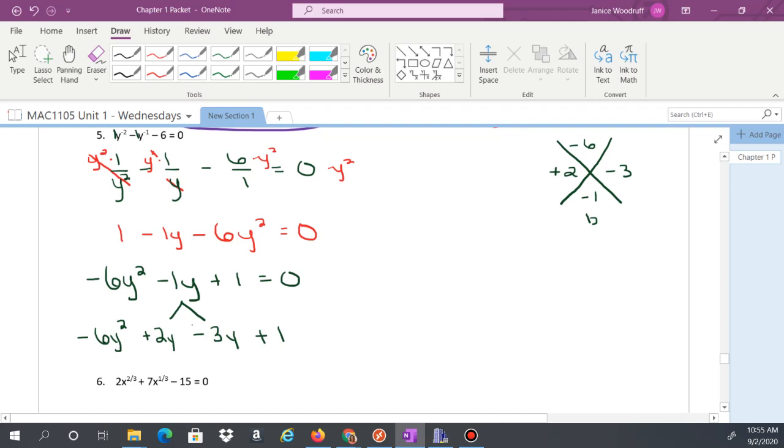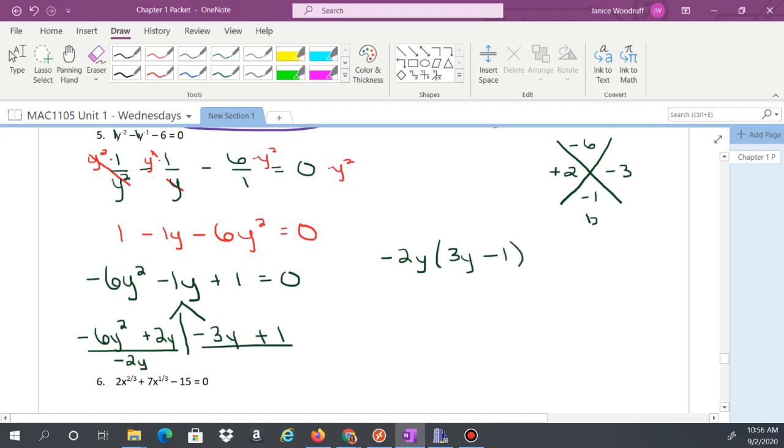Okay, and then we're going to factor by grouping. So I'm going to split this down the middle, and I am going to pull out a GCF. So -6y squared plus 2y would give me, you could either pull out a 2y or a -2y. Let's do the negative. So -2y. That's going to give me, and I'm going to move this over here, a -2y, and then that's going to give me +3y, and then that's going to give me on this side -1.